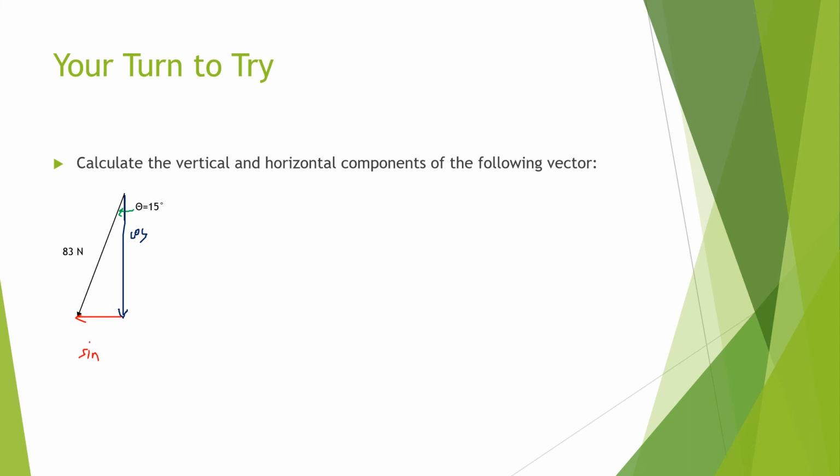So this time my calculations will be a little bit different because I'm calculating in different directions. So for my vertical component, I'm going to use the cosine equation because it's adjacent to my angle. Do my algebra, plug in the numbers. I get 83 newtons times the cosine of 15 degrees. That'll give me my adjacent, round to 2 sig figs, and I get 80 newtons.